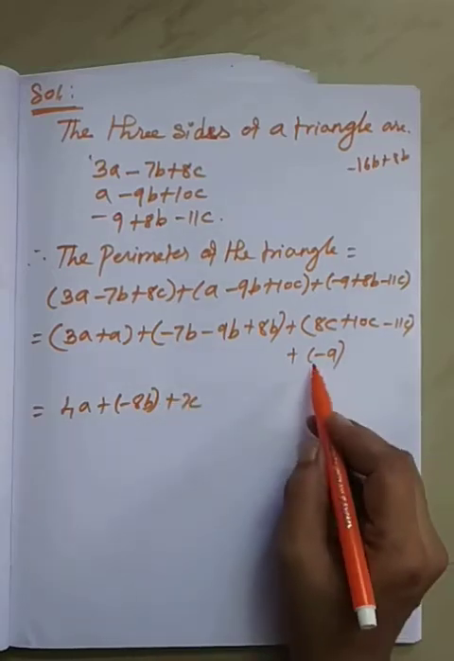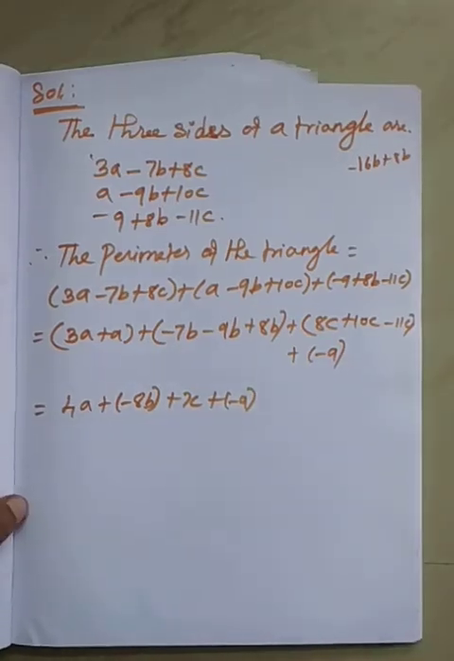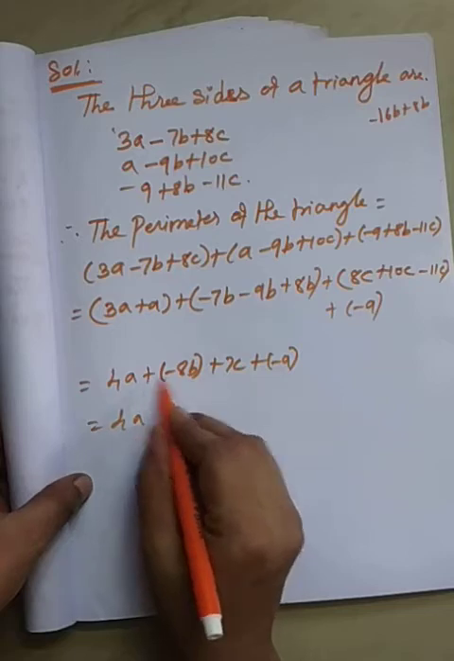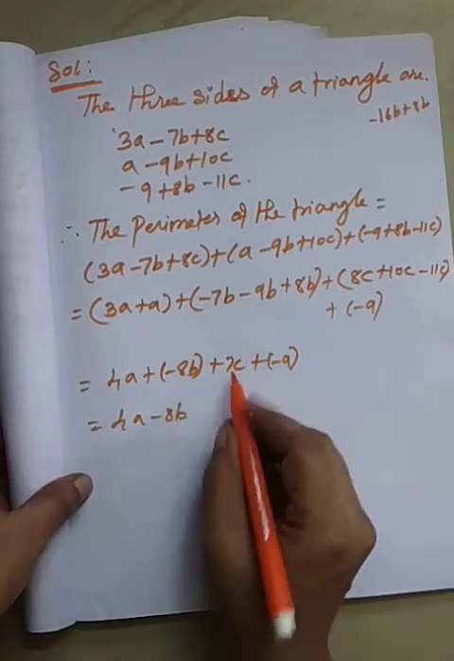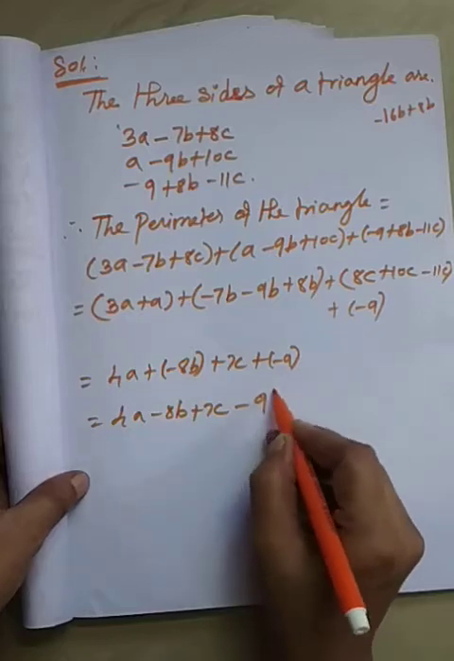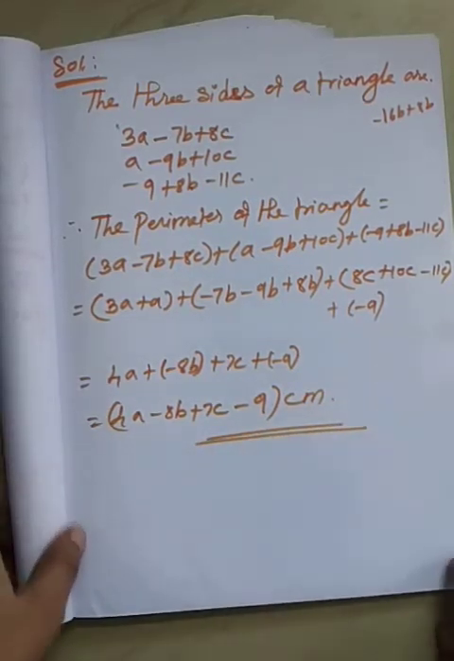And then here minus 9. Okay, now you have to write 4a plus into minus minus 8b plus 7c plus into minus minus 9 centimeter. Everybody clear?